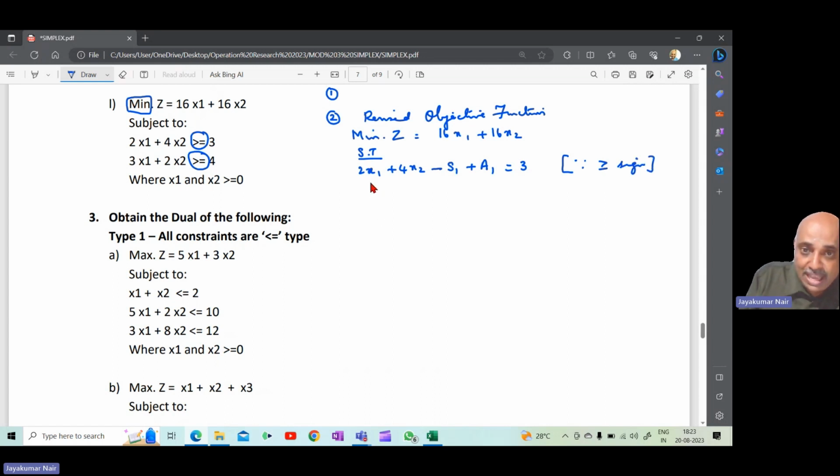And here S1 is a surplus variable and A1 is an artificial variable.